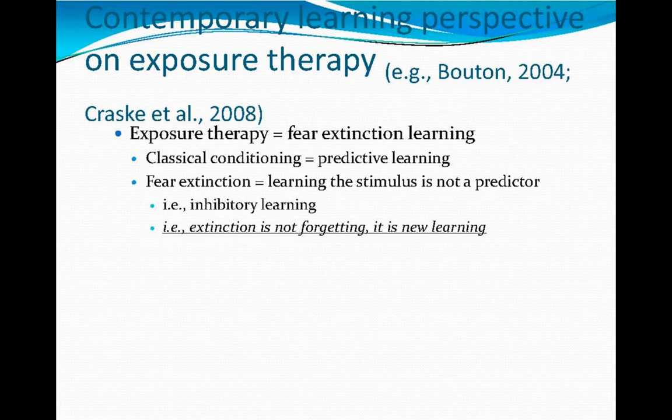Extinction learning is learning to no longer exhibit that response. And extinction learning is not forgetting. It's new learning. It's learning specifically to inhibit an old association. So in fear extinction learning, it's learning that the cue is not a predictor of danger or a feared outcome. So I'll give some examples of that.